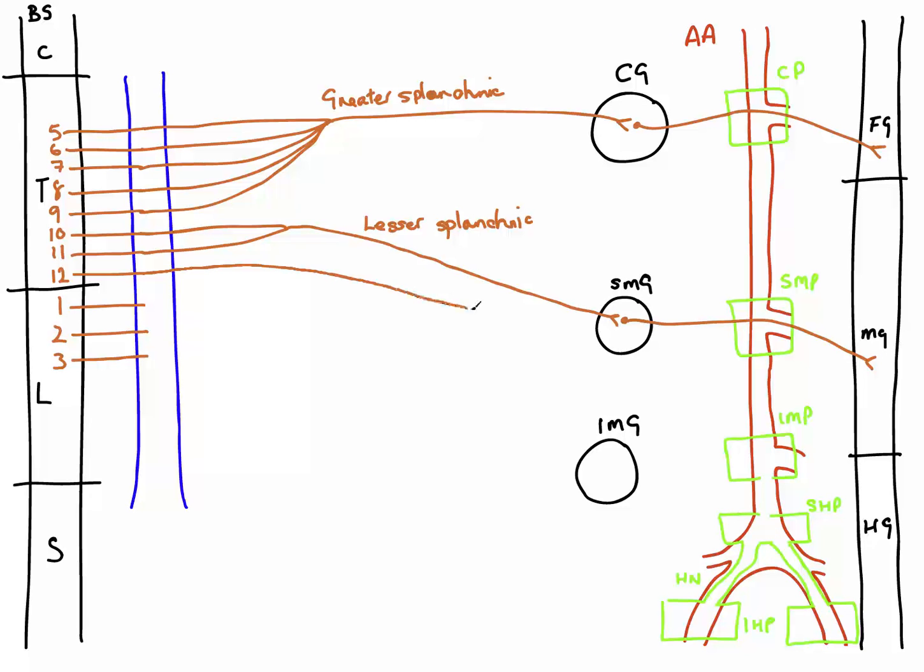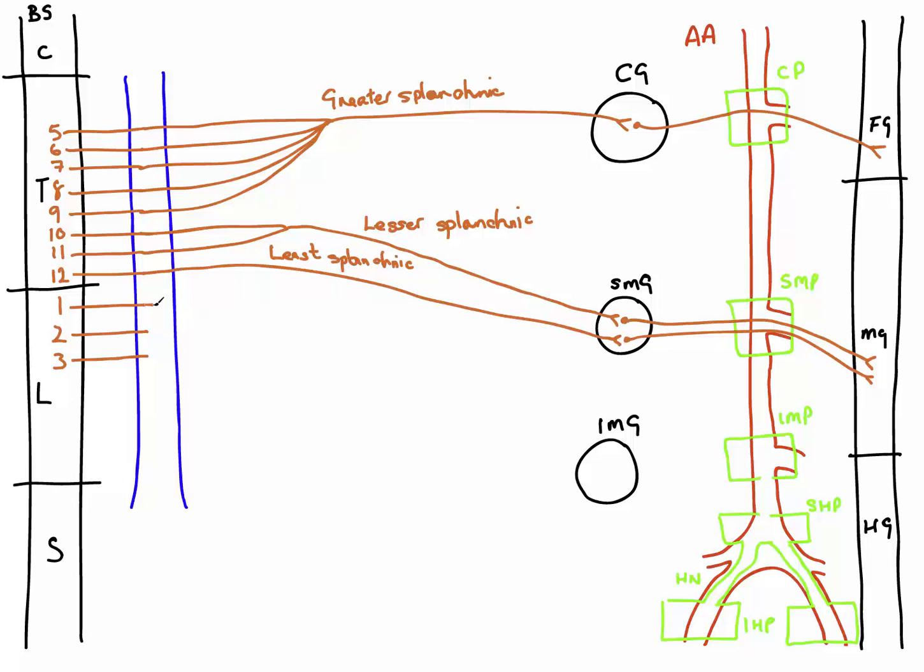This sympathetic input is reinforced via the least splanchnic nerve. So here we can see the least splanchnic nerve. The least splanchnic nerve is going to deliver presynaptic fibres to the superior mesenteric ganglia, where it forms a synapse with a postsynaptic fibre that also then passes towards the midgut.